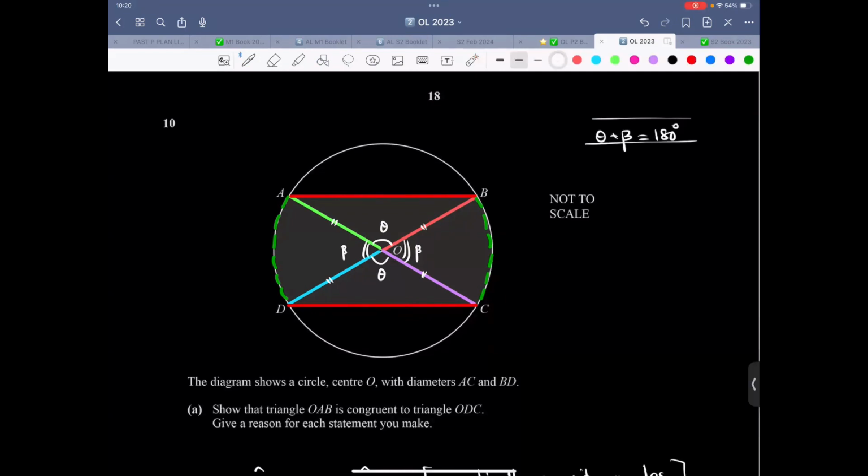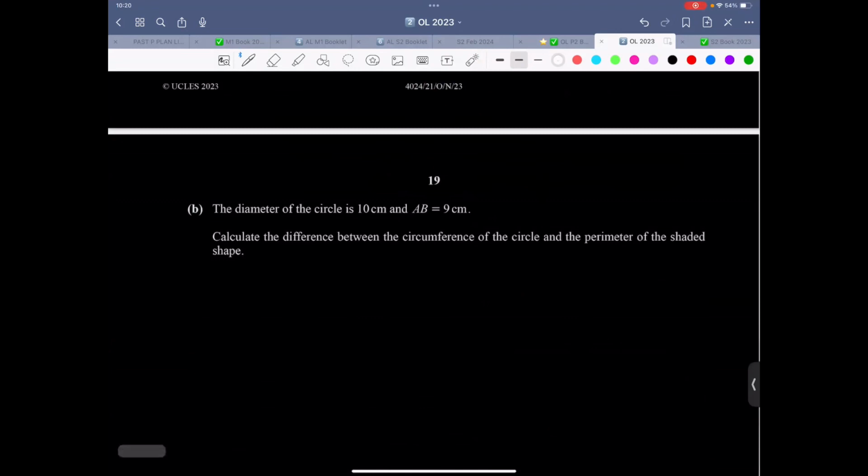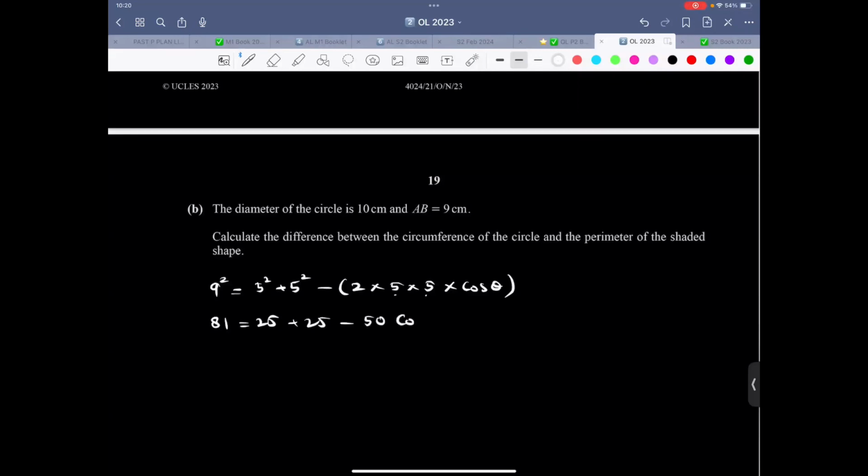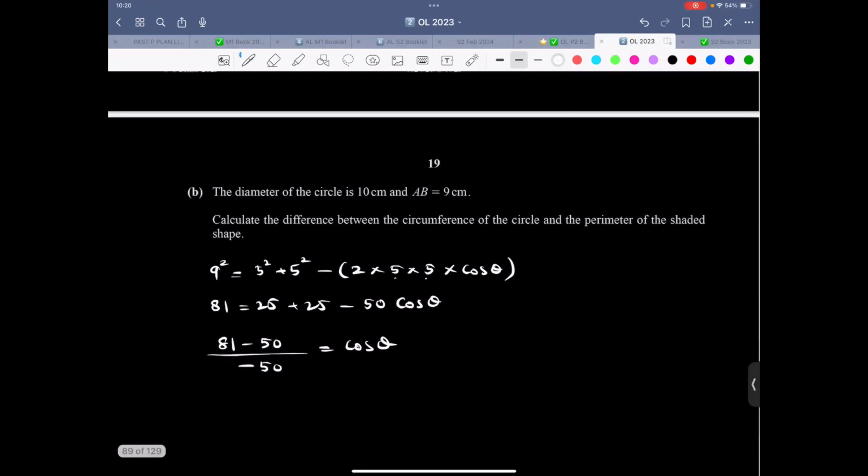So I have 2 sides, that is 5 and 5, and this is 9. So let me use cosine rule to find theta. Therefore, I'll write over here, 9 squared is equal to 5 squared plus 5 squared minus 2 into 5 into 5 into cosine of theta. So this is 81, this is 25, this is 25, 5 into 5 is 25 into 2, that is 50 cosine of theta. 81 minus 25 and 25, that is 50, divided by negative 50 is cosine of theta.